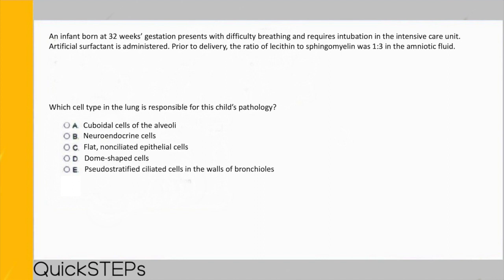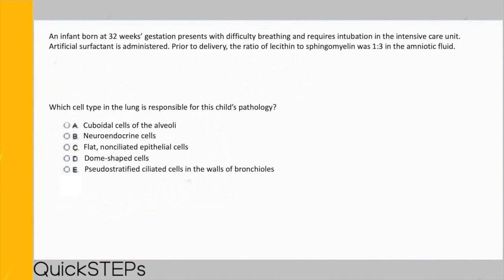Okay, so we have an infant, 32 weeks gestation, presents with difficulty breathing, requires intubation in the ICU. Artificial surfactants administered, but prior to delivery, the ratio of lecithin to sphingomyelin was 1:3 in the amniotic fluid. The exam wants to know which cell type in the lung is responsible for this child's pathology.